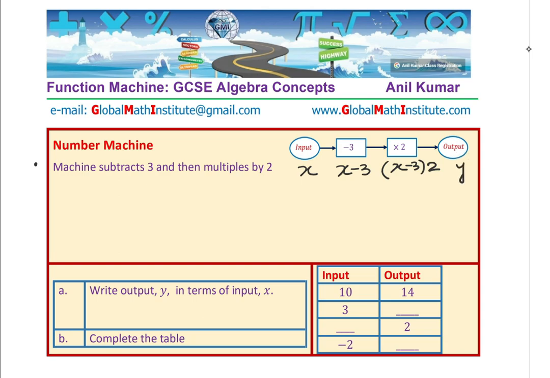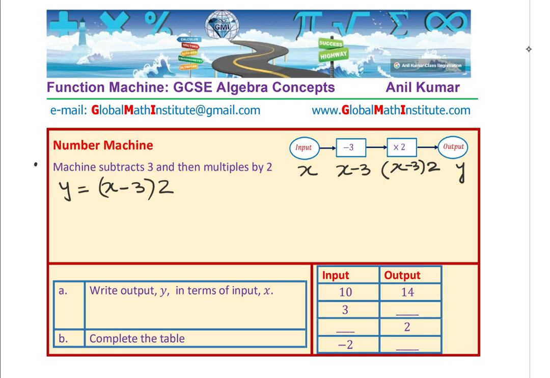So we can write this operation as y equals (x minus 3) times 2. In words, you can describe this as machine subtracts 3 and then multiplies by 2. So that becomes the description of the operation performed by the machine.